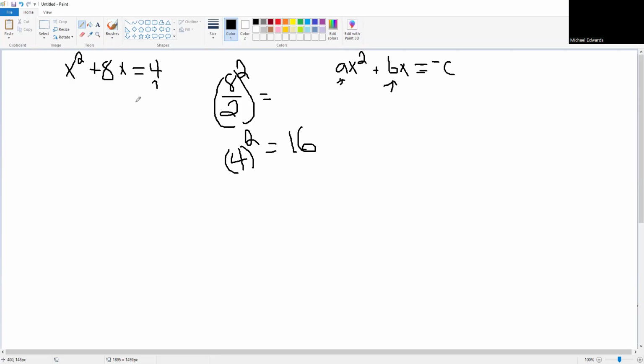So 16 we have to add to both sides. So this would change to x squared plus 8x plus 16 equals 4 plus 16, which is really just for the sake of space. This is just 20 because it's 4 plus 16. All right. Now we factor out our polynomial.